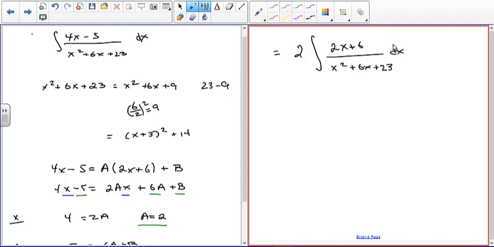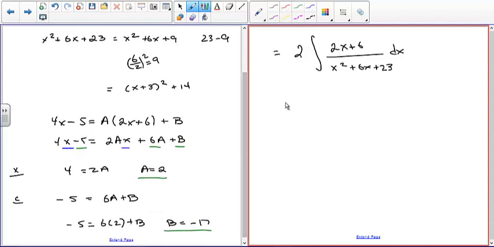So this one, the part that involves the variable x, we don't have to use the factored form. And then you have the second part, which is b. So you'll have negative 17 times the integral of 1, because I factored out the coefficient, divided by this version. So it's the factored version.